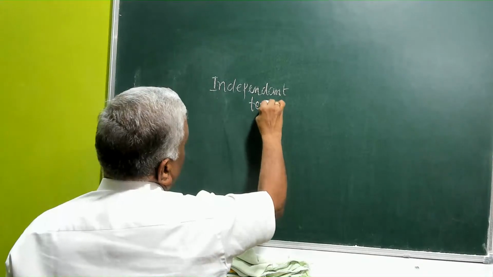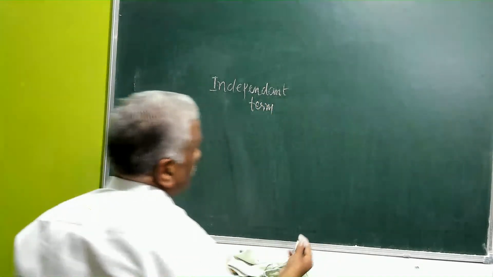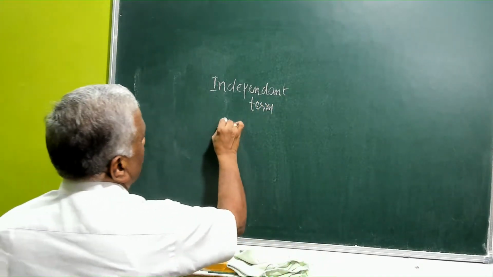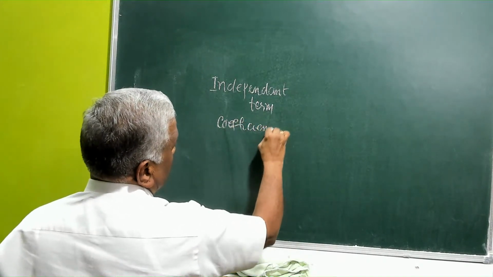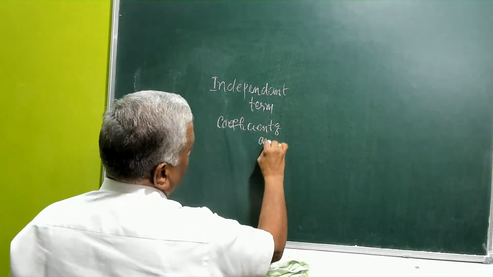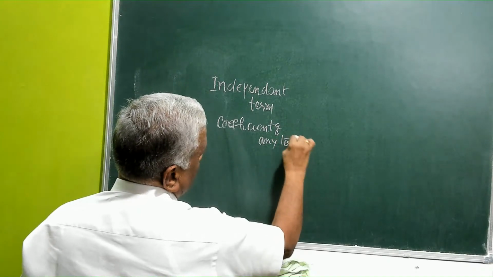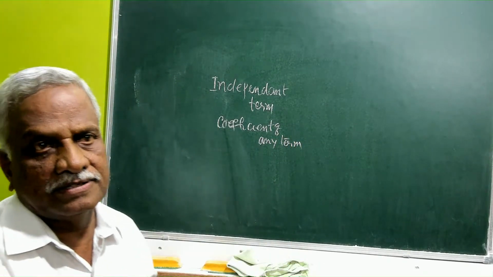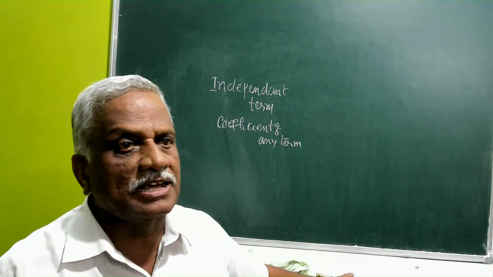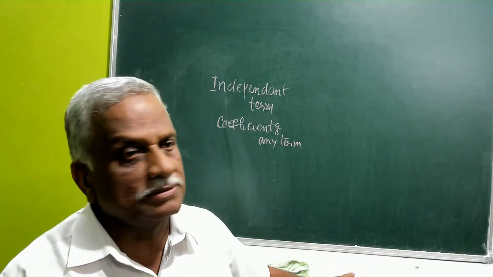Independent term, or coefficient of any term. The first thing is, how many terms are there? They can always ask, it is n plus 1, that's an easy question.